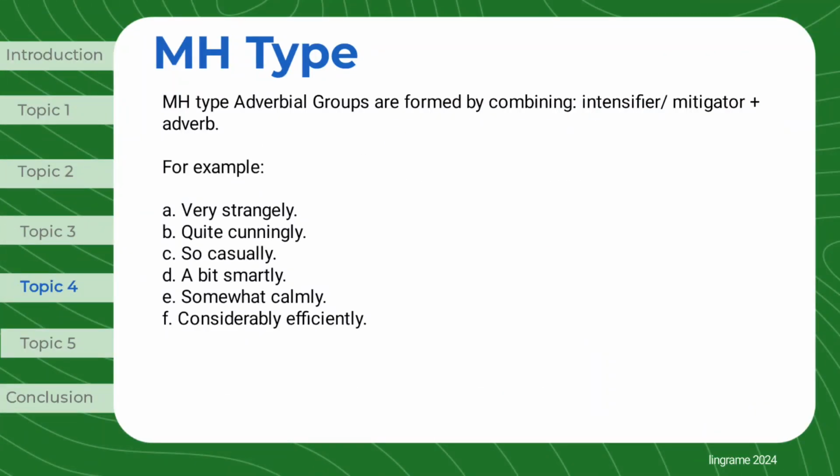MH-type adverbial group. MH-type adverbial groups are formed by combining intensifier/mitigator plus adverb. For example, very strangely, quite cunningly, so casually, a bit smartly, somewhat calmly, considerably efficiently.